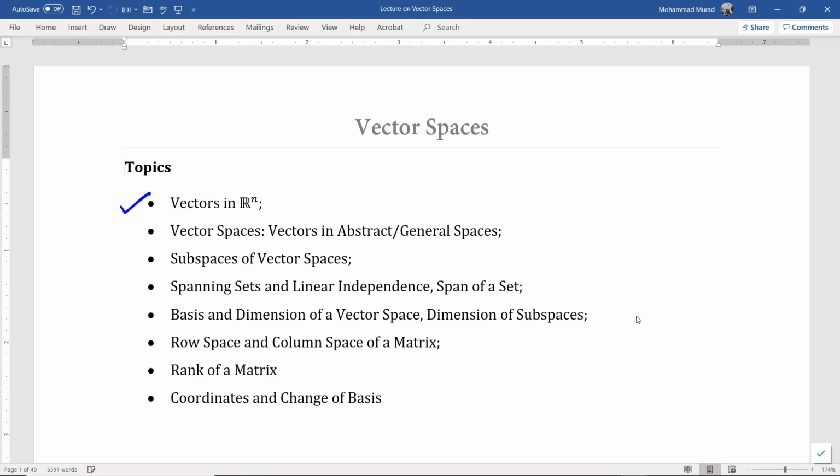Vectors in Rn, vector spaces, vectors in abstract or general spaces, subspaces of vector spaces, spanning sets and linear independence, span of a set, basis and dimension of a vector space, dimension of subspaces, row space and column space of a matrix, rank of a matrix, and coordinates and change of basis.